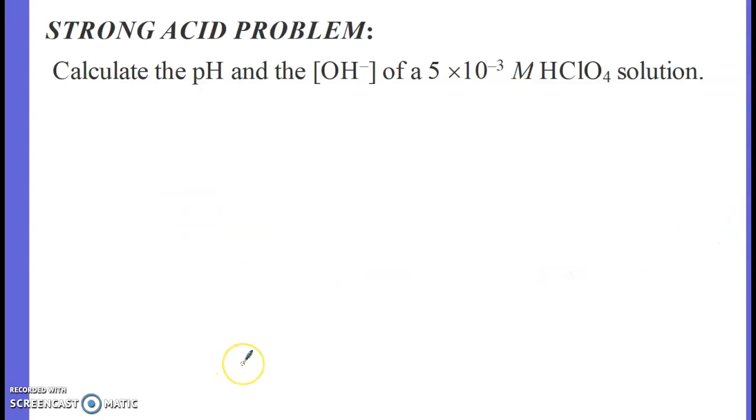Says calculate the pH and the OH minus. So it's asking you for two things here. For a 5 times 10 to the negative third molar perchloric acid solution. What's the name of that? I forget. It's perchloric acid.